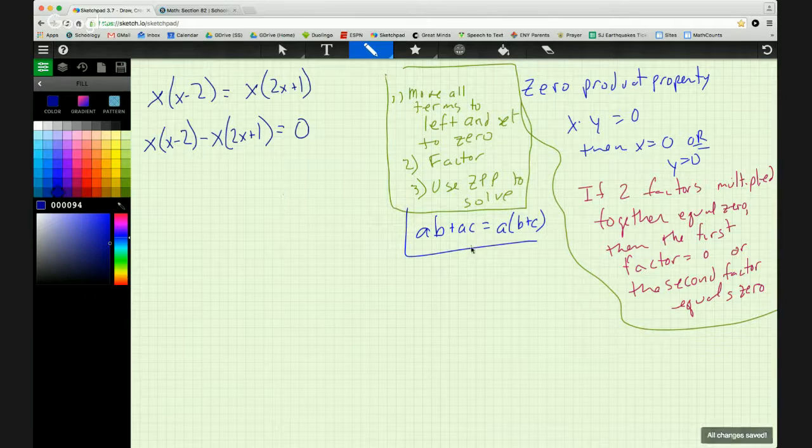Okay, now we have something that looks like this. An AB plus an AC. We have this thing that's multiplied by something minus that same thing times something else. So we're going to factor this x out. AB plus AC is A times the leftovers. So we have x times my leftovers, and my leftovers are (x minus 2) minus, because this is a minus sign, (2x plus 1).